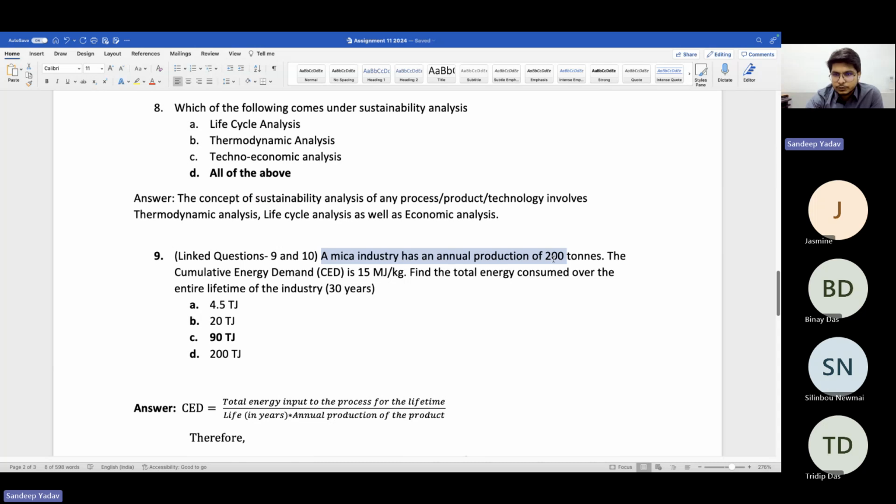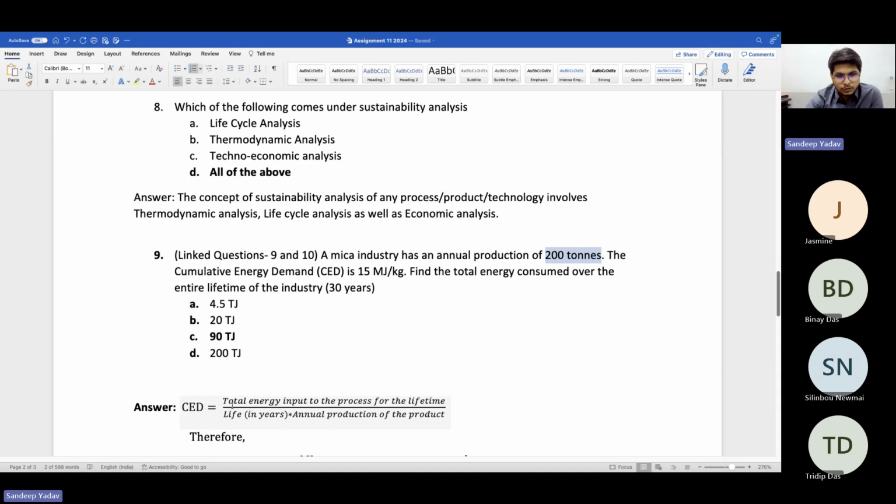So let's do it one more time. Mica industry has an annual production of 2,200 tons. Production capacity is given, and the cumulative energy demand, that is CED, is given as 15 megajoule per kg. Now we have to find the total energy consumed over the entire lifetime of 30 years.